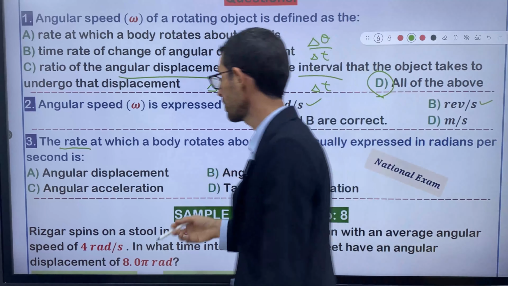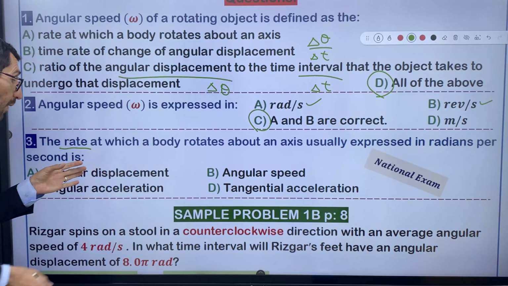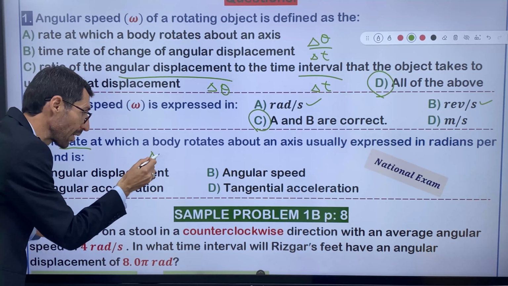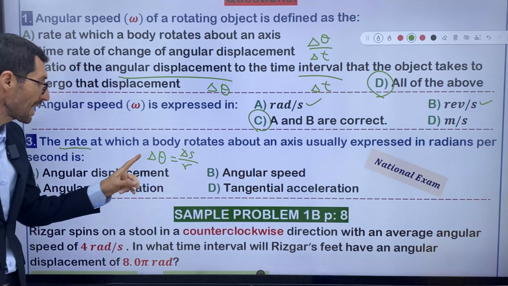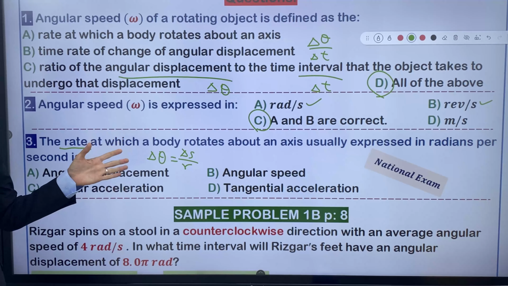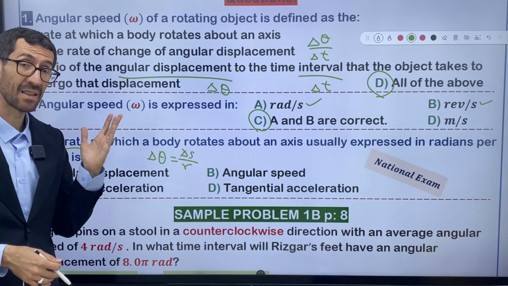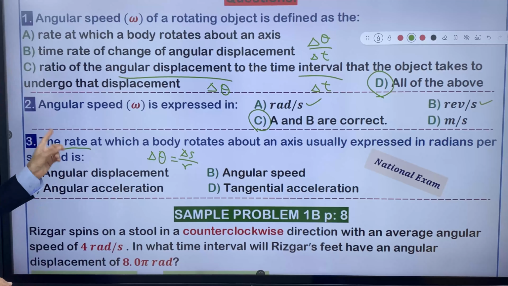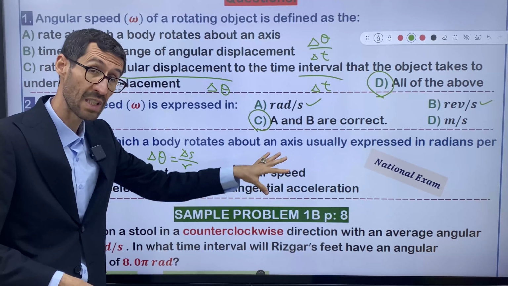Which one is true? Is it angular displacement? No, because angular displacement does not have any time interval. This is the rule of angular displacement: delta theta is equal to delta S over R. You see, it's just an angle, an angle about which an object rotates. That's it. But here it says the rate. It mentions the time interval. Angular speed, till now it's true.